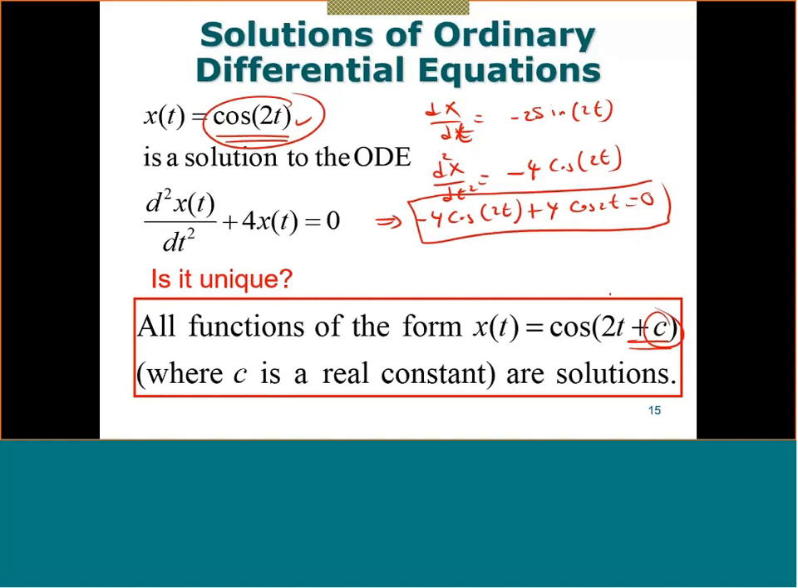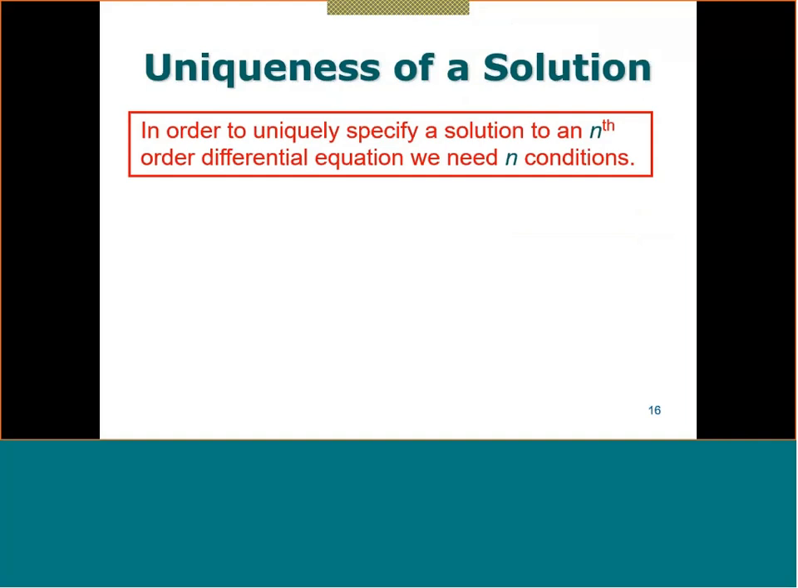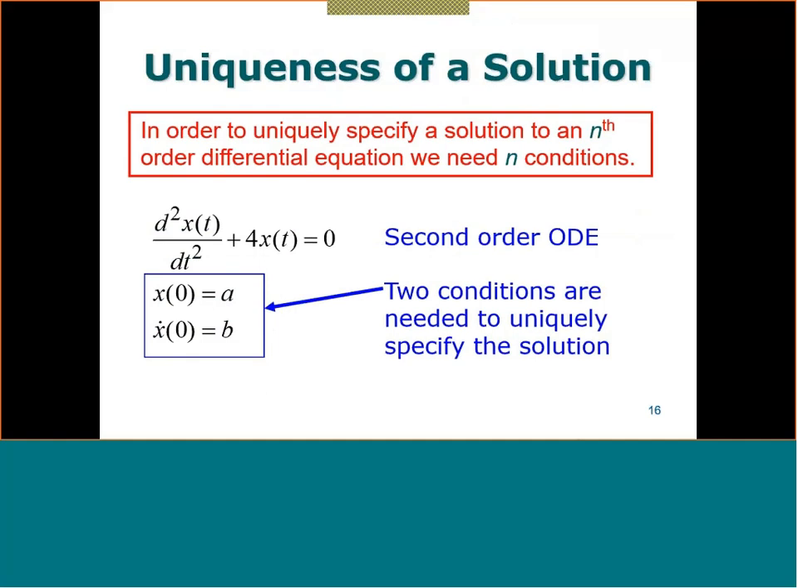I want to make sure that I will have only one definite answer, and to do that, for an nth order differential equation, we need n conditions. So there should be some conditions. For example, here we have a second order differential equation, so I will have two conditions. Those two conditions will ensure that the answer that I will have is unique. This is why in differential equations you have to be given the initial conditions.